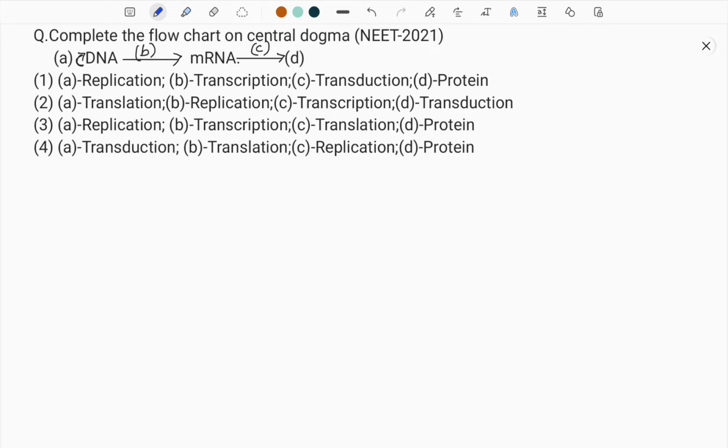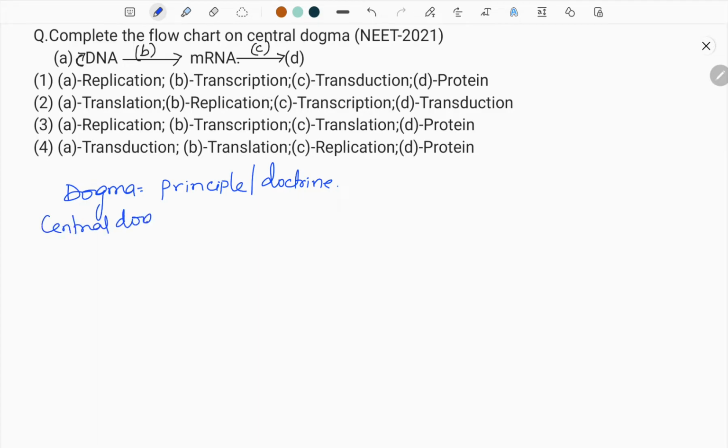We have a question on the central dogma of molecular biology. Let us see dogma. Dogma means principle, that is a doctrine, a rule laid down. So, the central dogma of molecular biology.